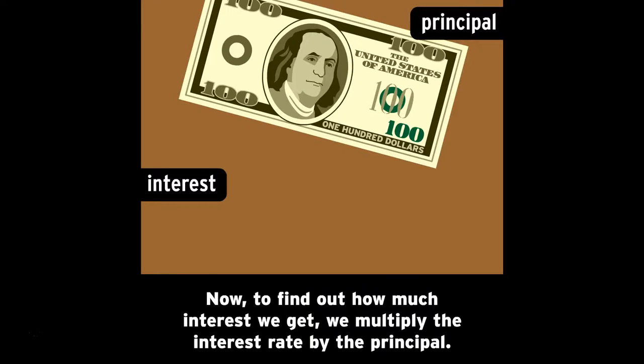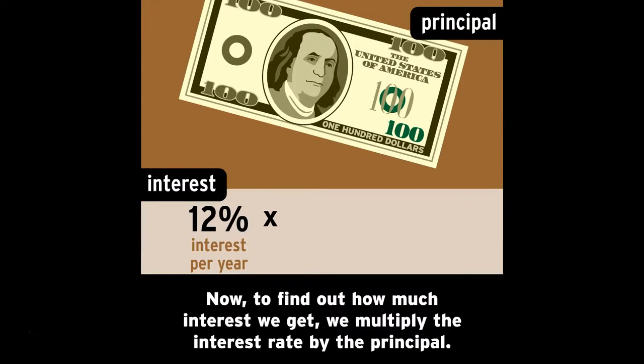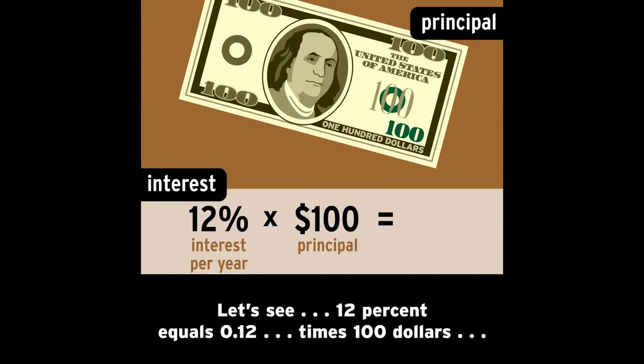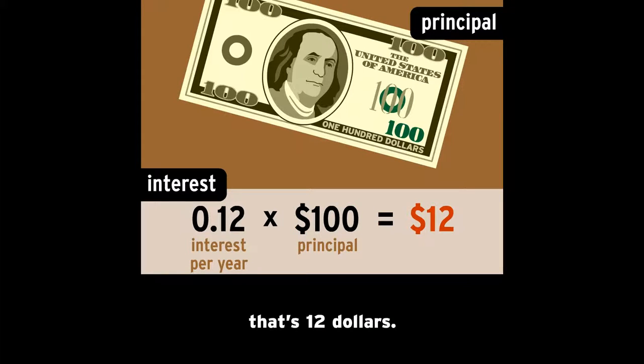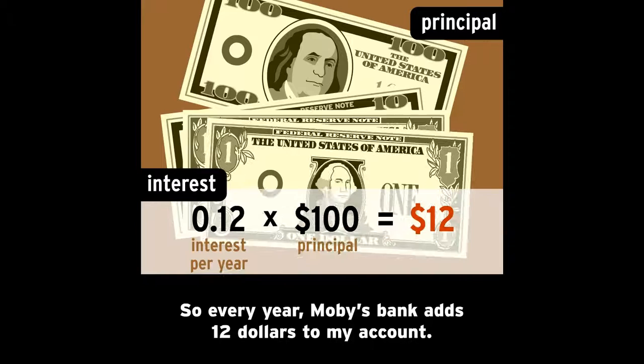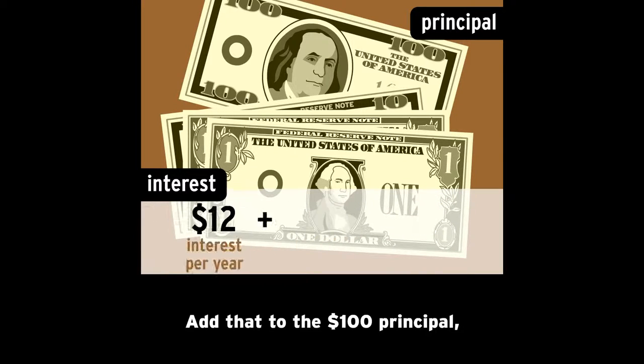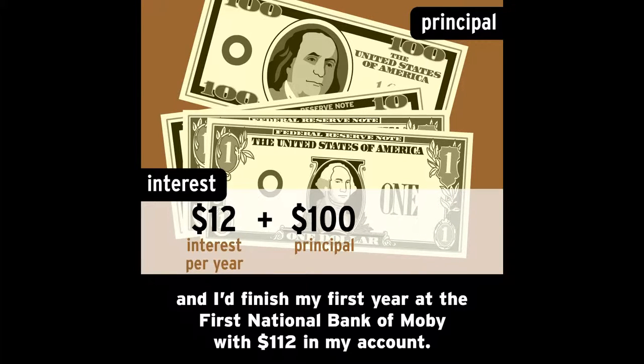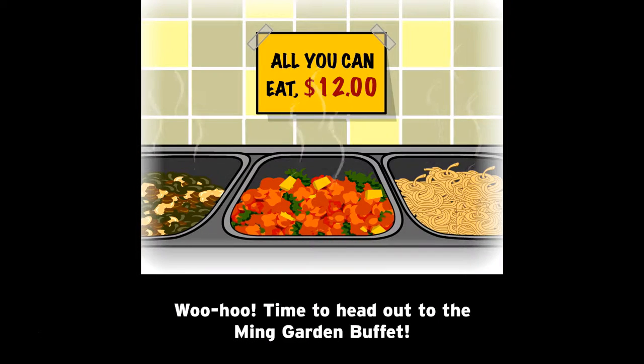Now, to find out how much interest we get, we multiply the interest rate by the principal. Let's see, 12% equals 0.12 times $100. That's $12. So every year, Moby's bank adds $12 to my account. Add that to the $100 principal, and I'd finish my first year at the First National Bank of Moby with $112 in my account. Woohoo! Time to head out to the Ming Garden Buffet.